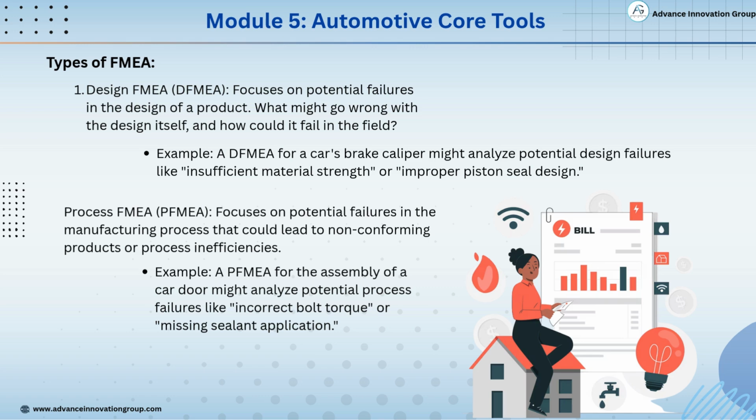2. Process FMEA, PFMEA. This is applied during the manufacturing process to prevent errors that could lead to defective or non-conforming products. It looks at how a good design can fail if the process is not followed properly. For instance, a PFMEA for assembling a car door might detect risks like incorrect bolt torque or missing sealant application. Both DFMEA and PFMEA are proactive tools to reduce risk and ensure quality and safety in automotive production.